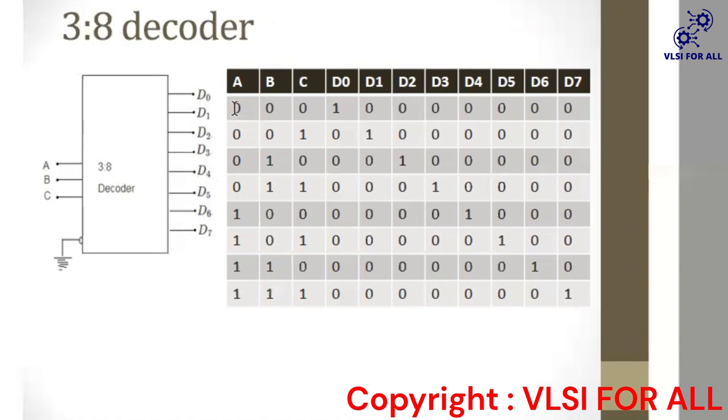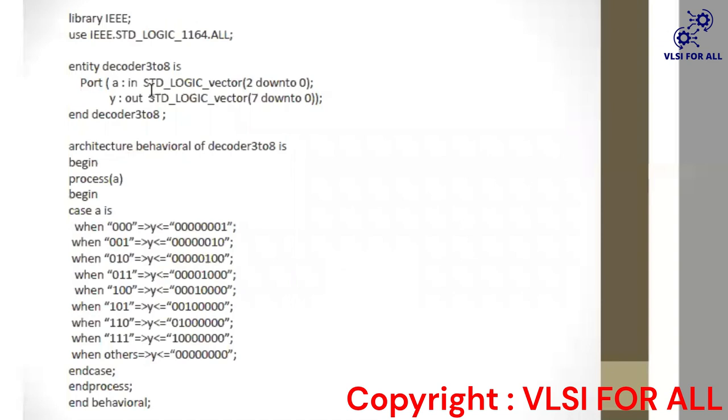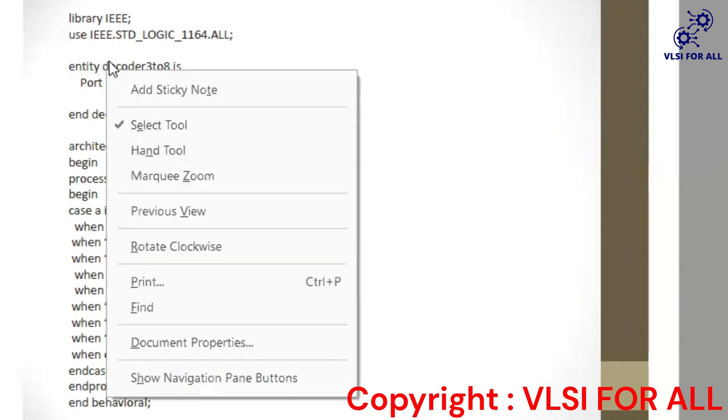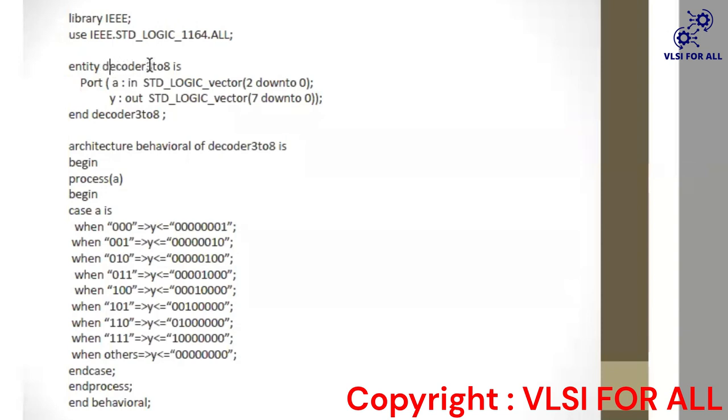When A is 0, B is 0, C is 0, then the D0 bit will be high and the other bits will be low. Similarly, for the case of 1, the D1 bit will be high and the other bits will be low. Like that we can design the truth table of the 3x8 decoder. Now we will see the code. First of all, as always, we declare the libraries, and after that we create an entity, and we give the entity name like 3x8 decoder.